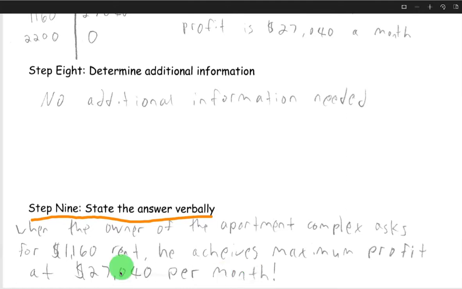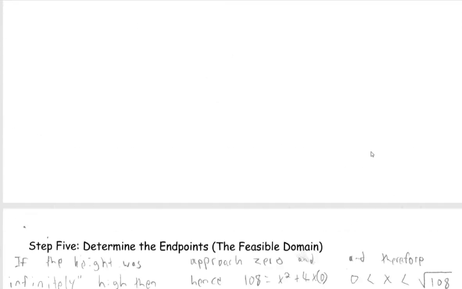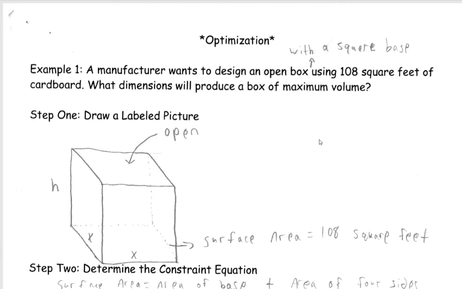So that's it. We are done. Once you answer verbally, you are done with optimization. And again, I think optimization is a little bit easier than related rates just because there's less steps, and usually, since you have a constraint equation and your optimization equation, you can take the constraint and just get the optimization in terms of two variables and then take the derivative from there.